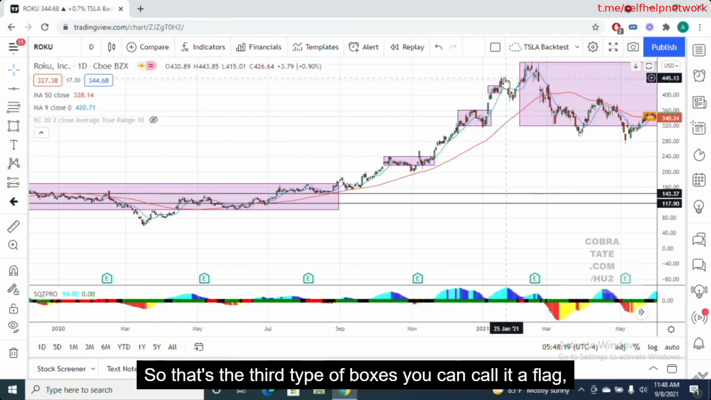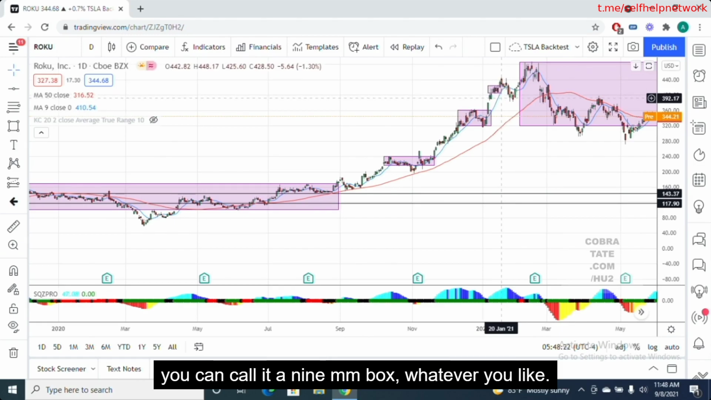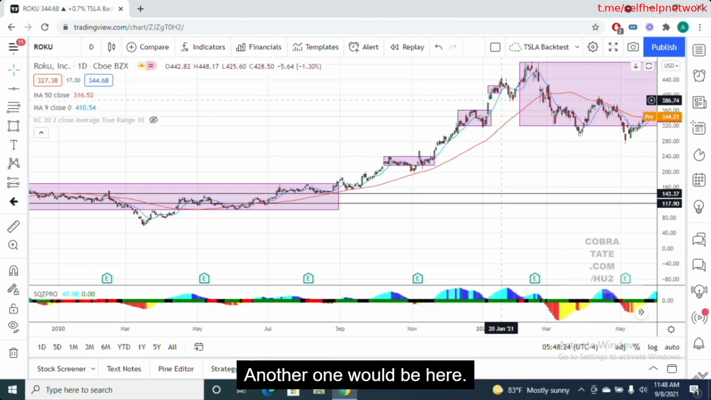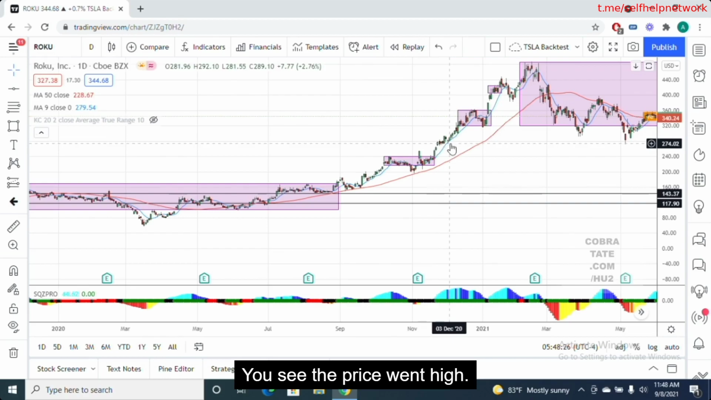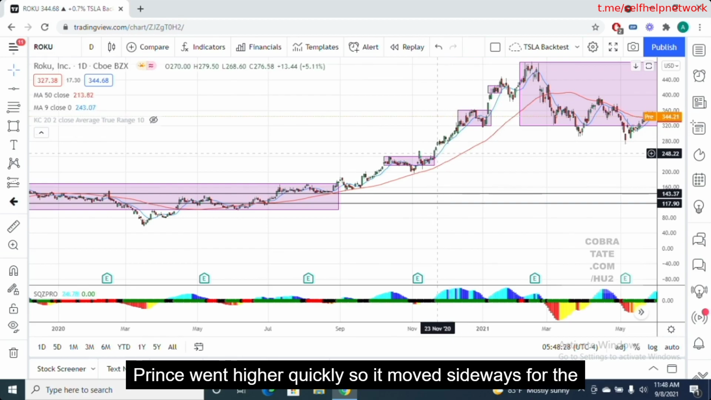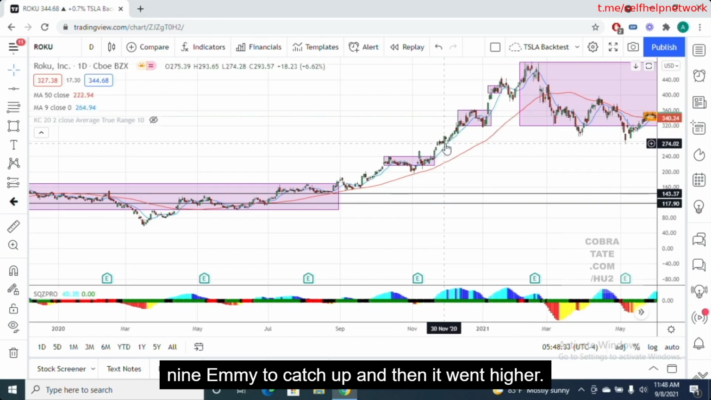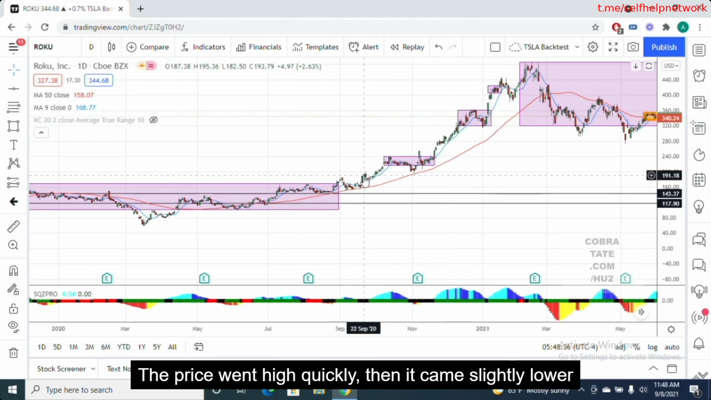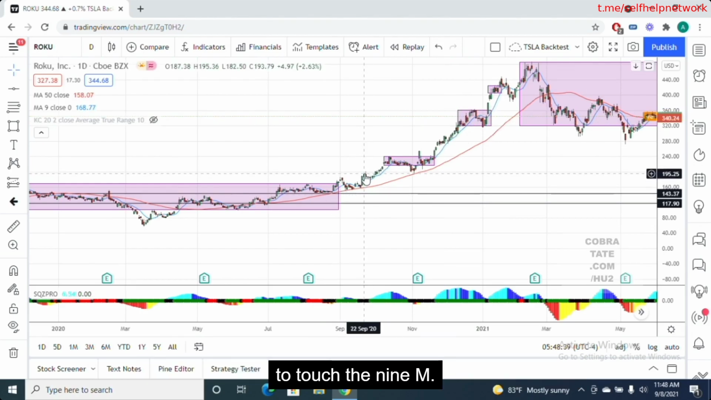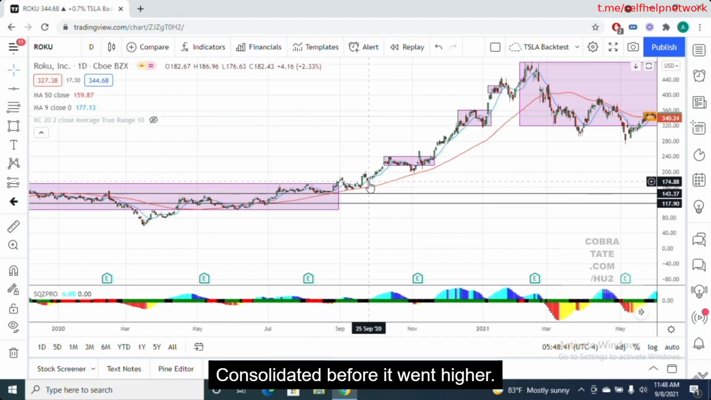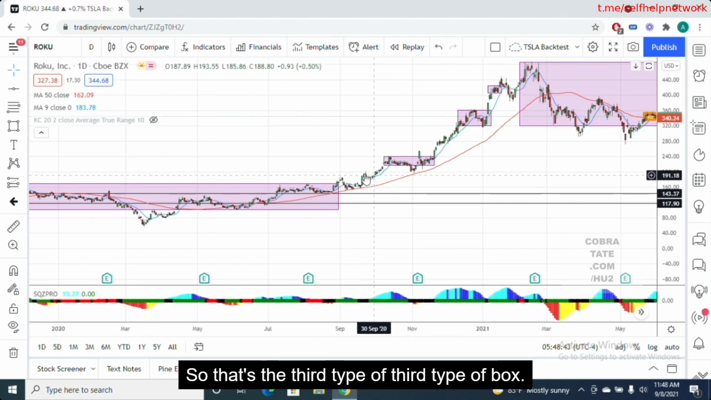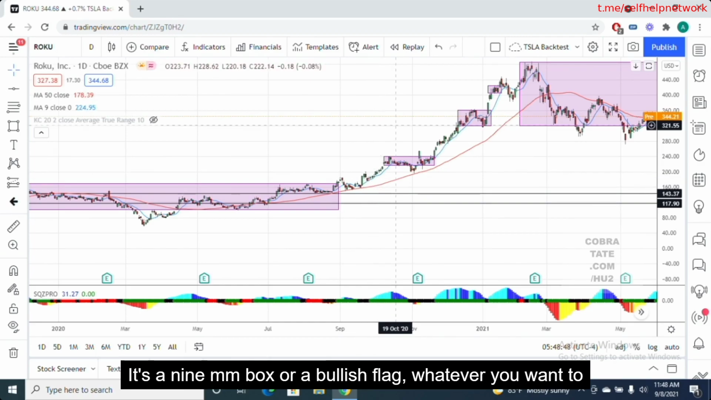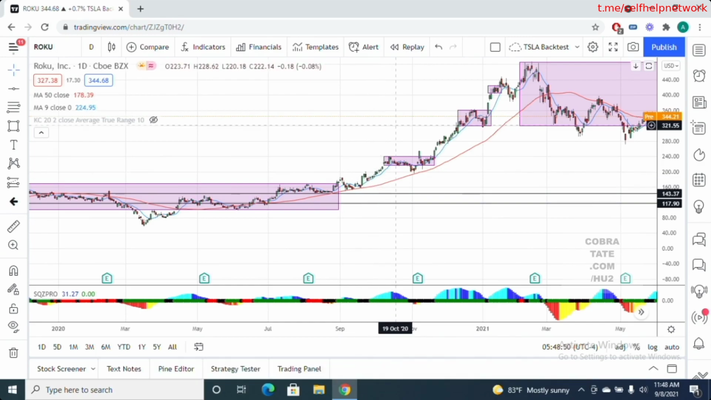You can call it a flag, you can call it a 9 MA box, whatever you like. Another one would be here. You see the price went higher quickly, so it moved sideways for the 9 MA to catch up, and then it went higher. Sometimes it's a flag. The price went high quickly, then it came slightly lower to touch the 9 MA, consolidated before it went higher. So that's the third type of box. It's a 9 MA box or a bullish flag, whatever you want to call it.